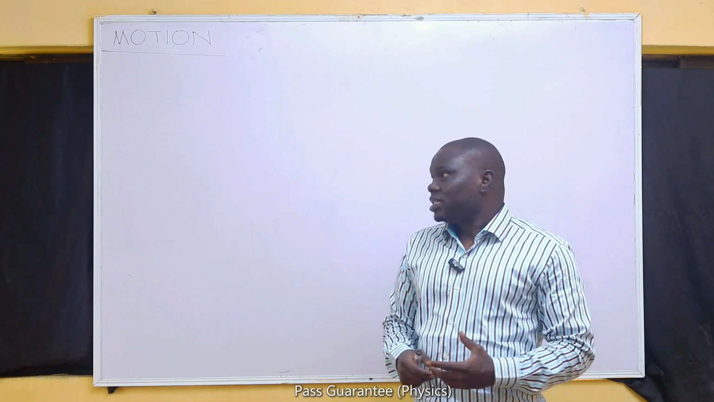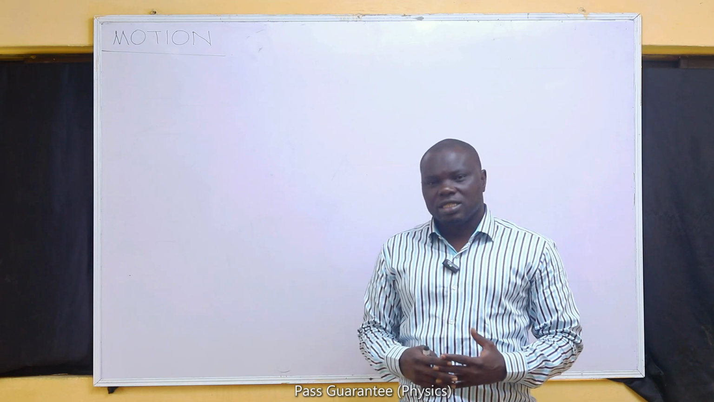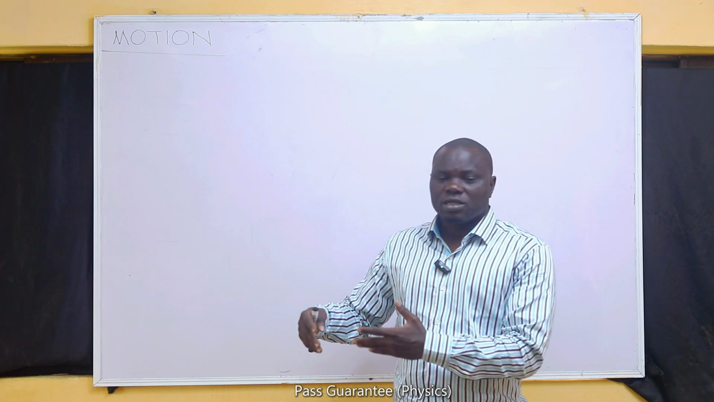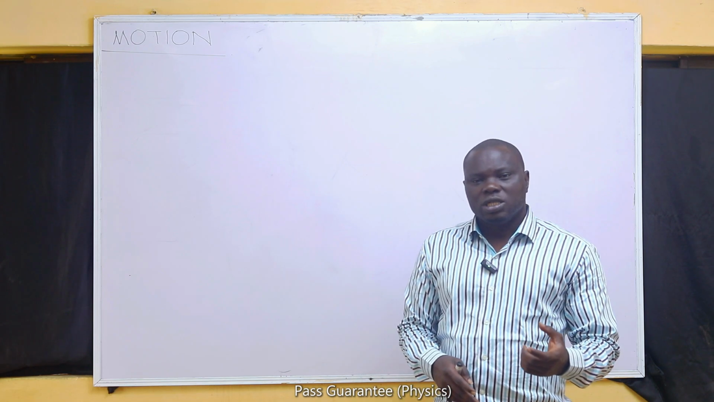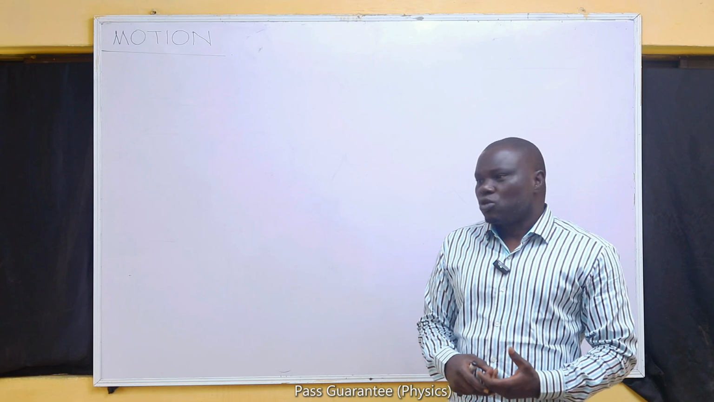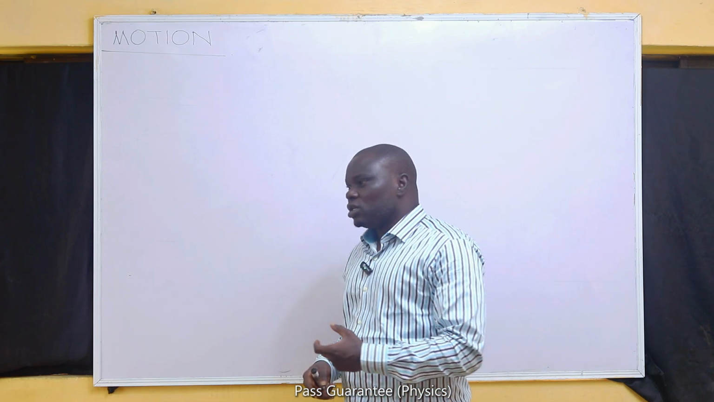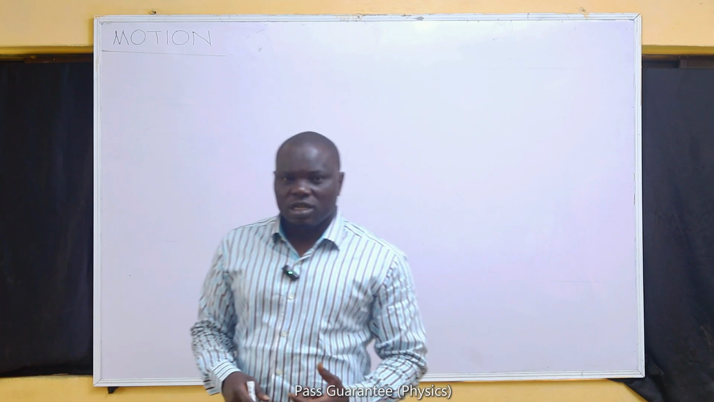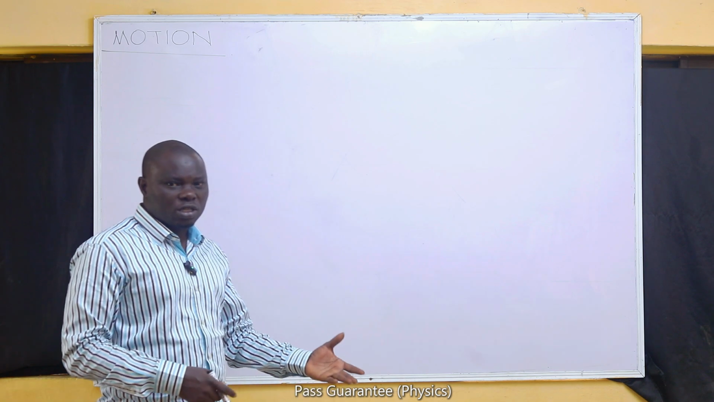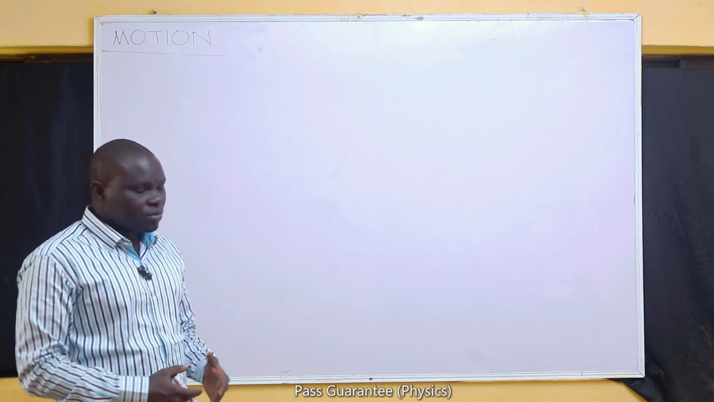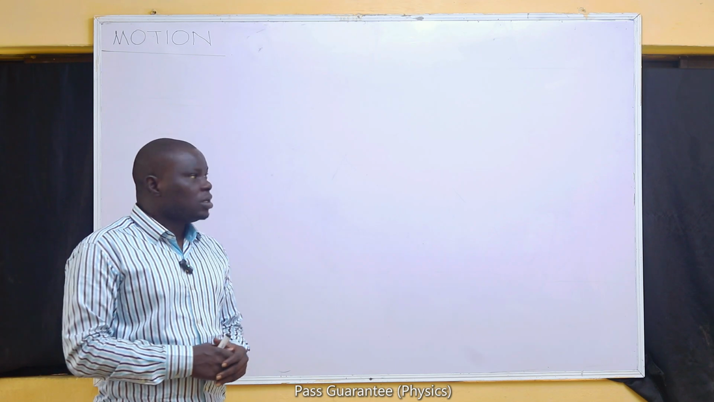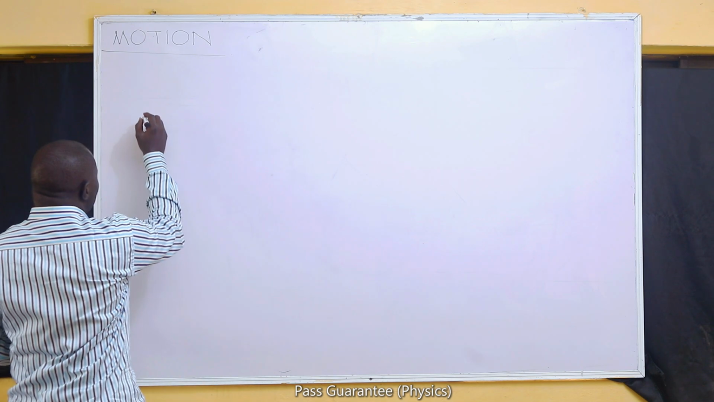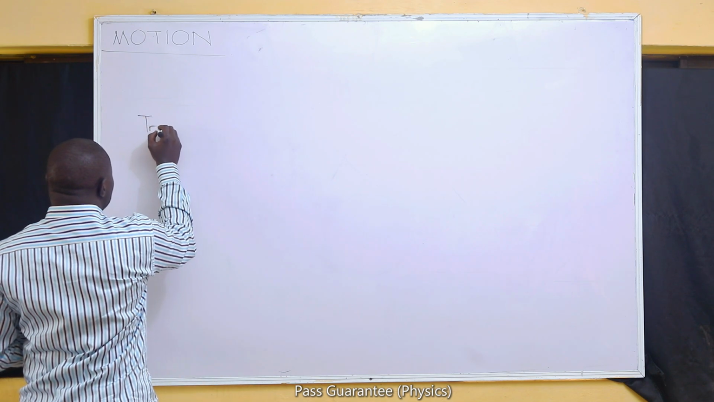So generally, anytime you are in motion, your distance changes because you have to leave a particular point and you move to another. And that must be done within an instant of time. So that means for an object to move, there must be a change in position with reference to time. Now, generally, there are four types of motion. We have what we call translational motion.